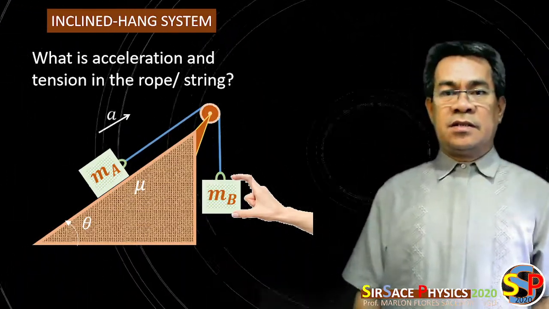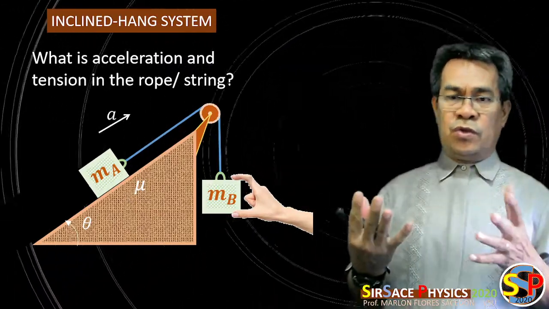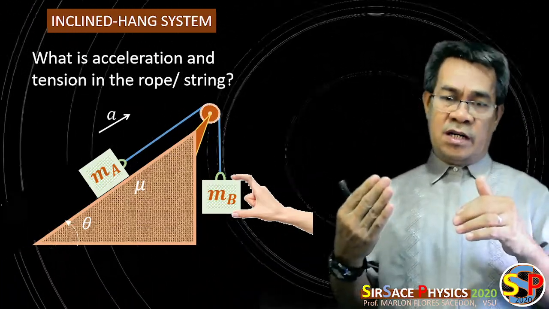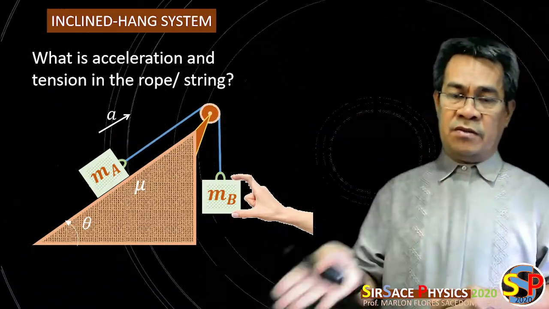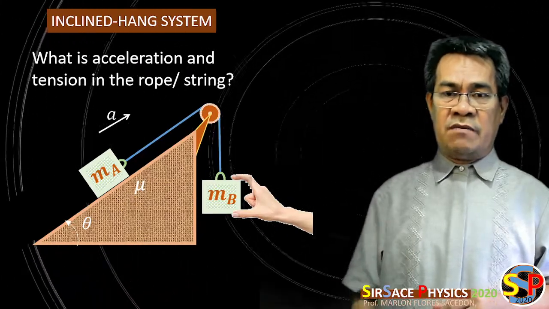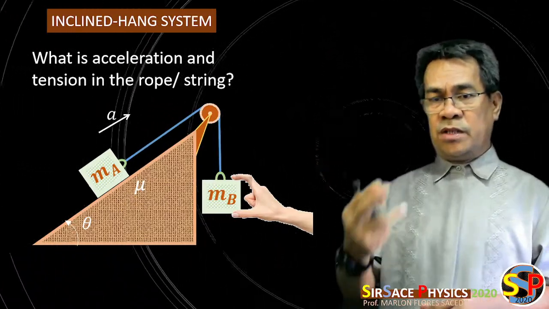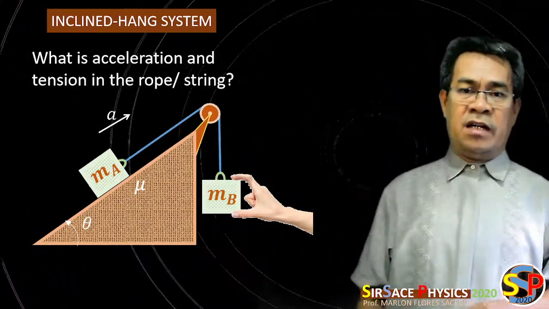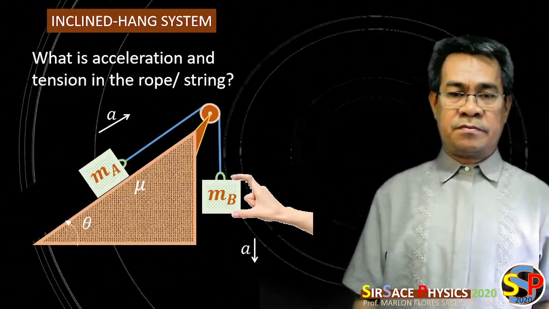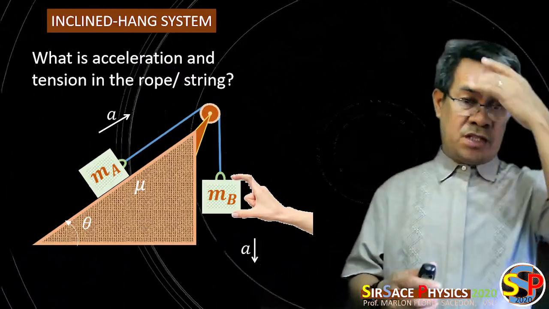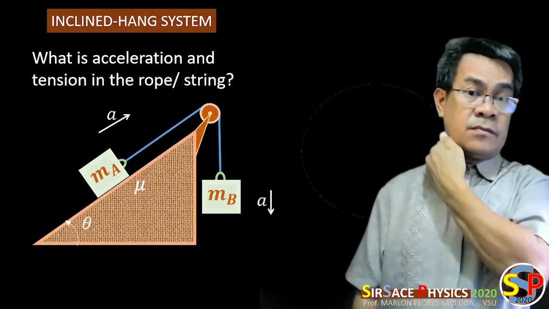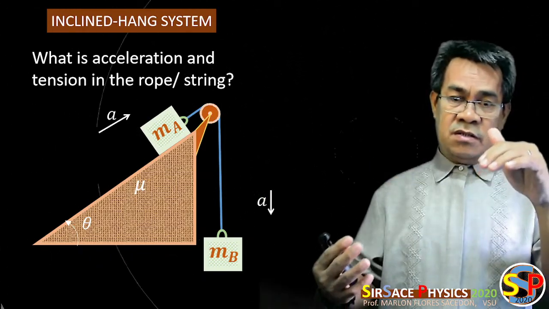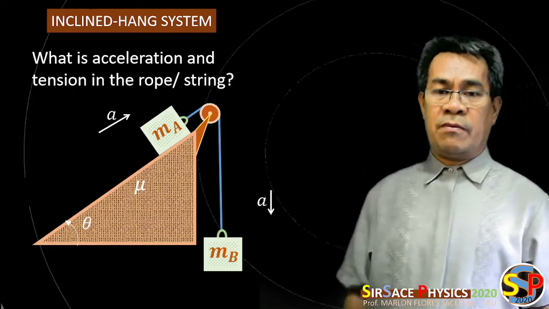Okay, so we will assume first, because we don't know which way the system will move, whether A moves up the incline or down. At first you can make an assumption. If we assume that A will move up the plane, then B should move downward, for consistency, because they are connected with each other. So B will move downward and A will move up the plane.